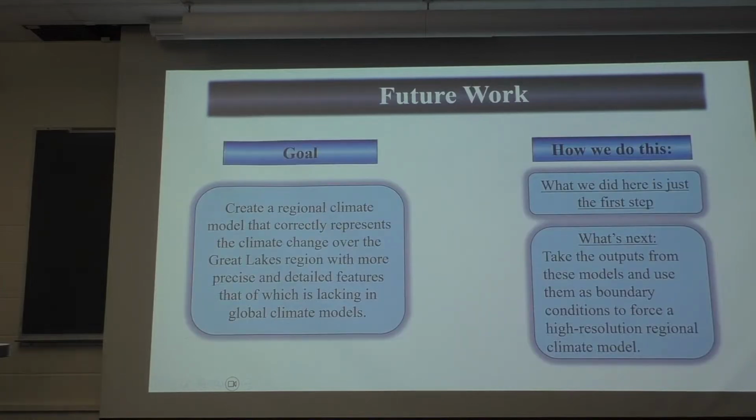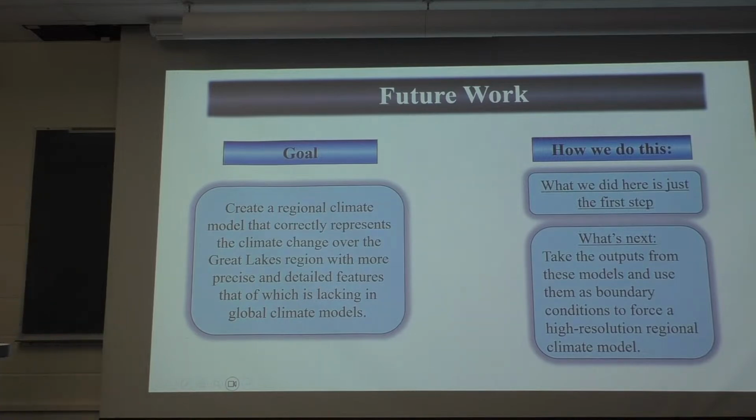So the goal, as I said before, is just to correctly represent the climate change of the Great Lakes region with more detail and more of the physical aspects that contribute to climate change that we're not seeing right now. And then how we go about doing this, kind of the future steps. So what we did right here is only the first step into getting to that point.